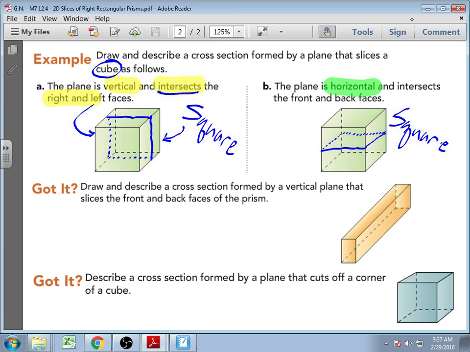Now look at the got it. Draw and describe a cross section formed by a vertical plane that slices the front and back faces of the prism. So be careful. Vertical plane slicing through the front and back. So when it says through the front and back, first thing I do is I make vertical lines on my front and back. My front I can see, my back I can't see. And then I go from there. So go from there, connect those.